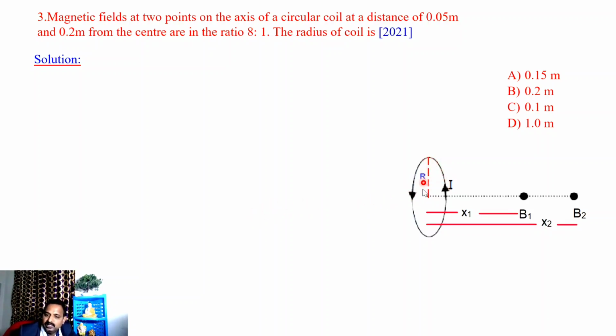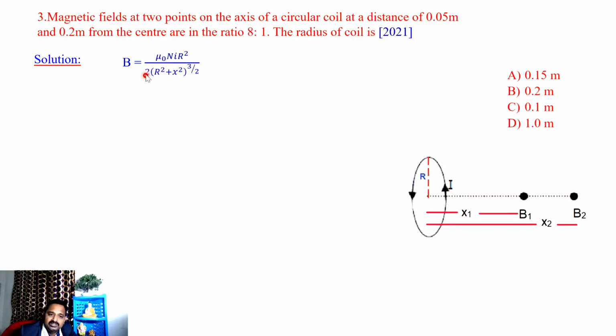It is a circular loop. The strength of the magnetic field at a point on the axis of a circular loop is B equals mu naught N I R square by 2 bracket of r square plus x square whole power 3/2. Here mu naught means permeability of free space, N means total number of turns, I means current, R means radius of the circular loop, x means distance of the point.